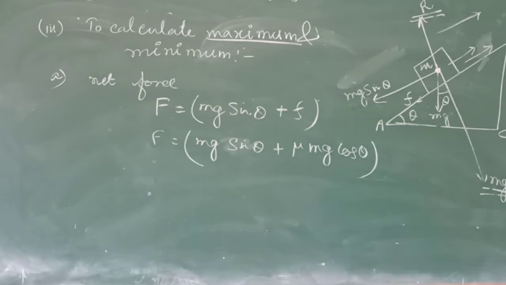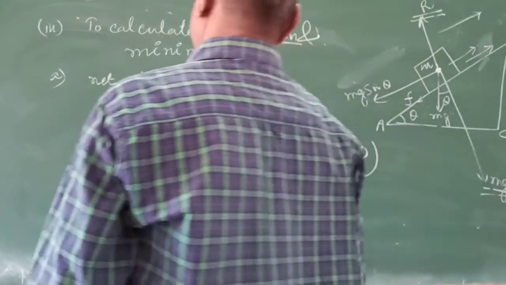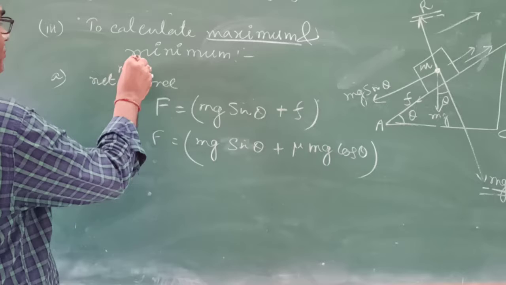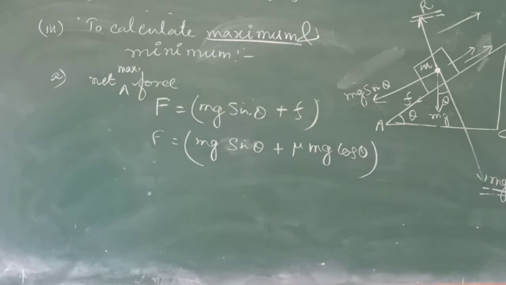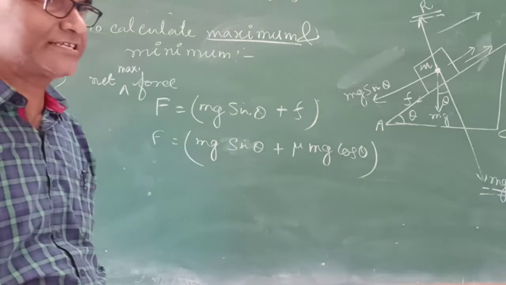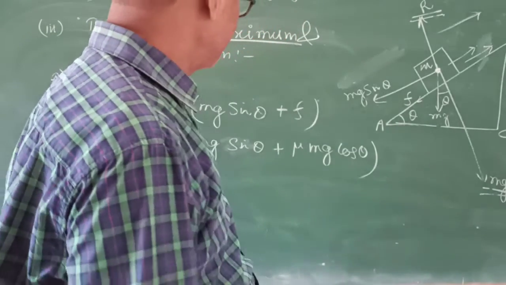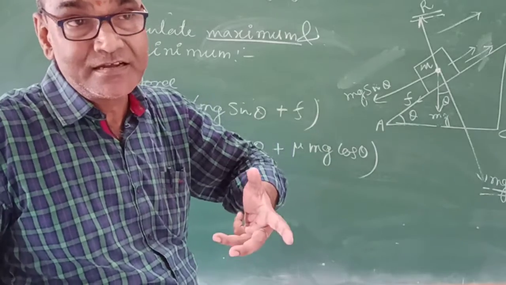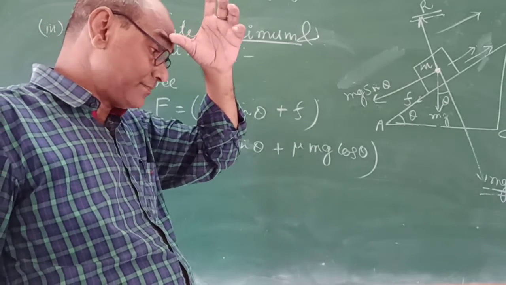Therefore, net maximum force acting on the block, capital F is equal to mg sin theta plus f. Now, you know f is equal to mu R. R is equal to mg cos theta. Therefore, mu mg cos theta. Then you will be able to get the maximum force.